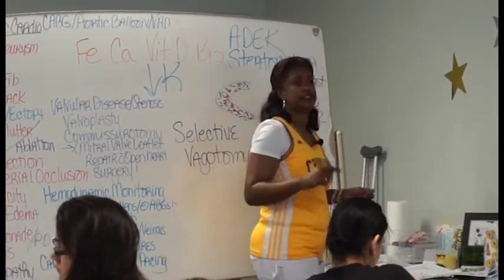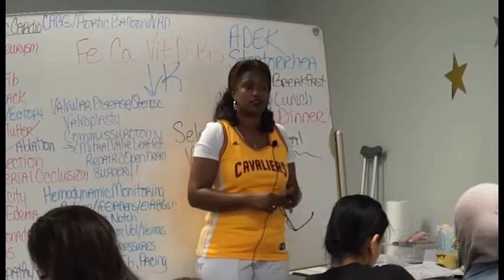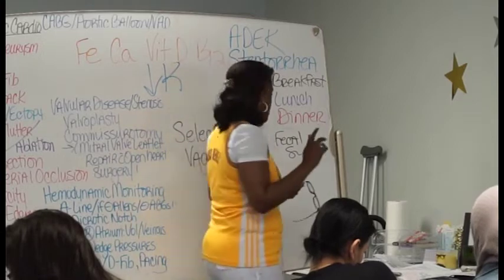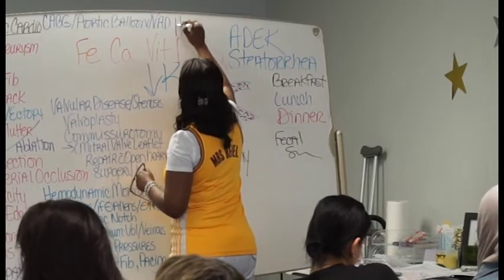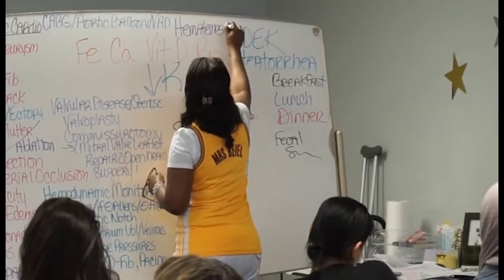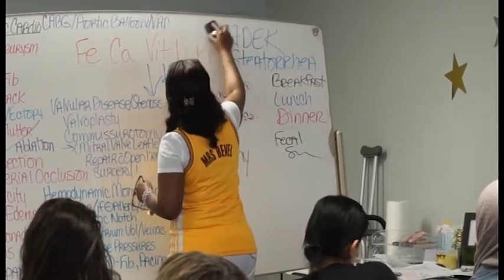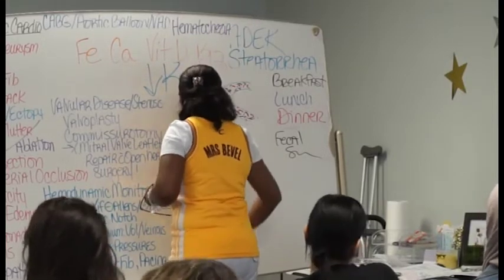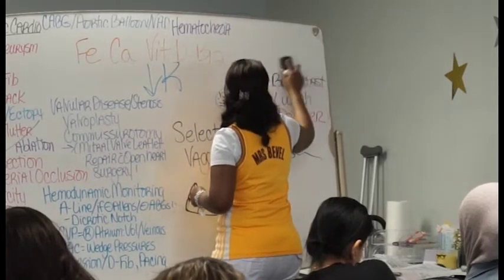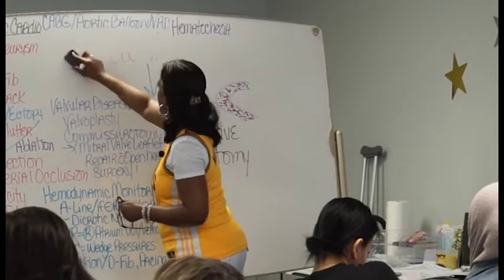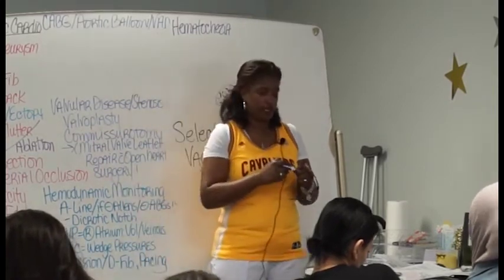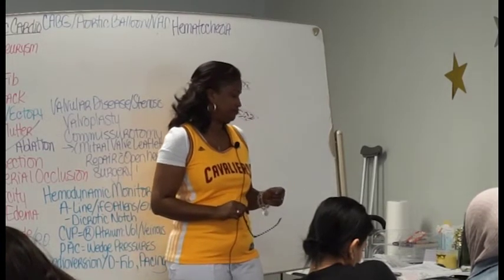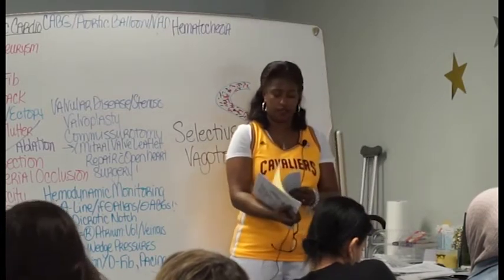Lower GI bleed needs a colonoscopy. It's lower. Colonoscopy, colon's your large intestine. The lower GI bleed could have this big $4 word: hematochezia. Hematochezia is bright red rectal bleeding. Hemorrhoids, polyps, cancer, any number of reasons why you have a lower GI bleed.